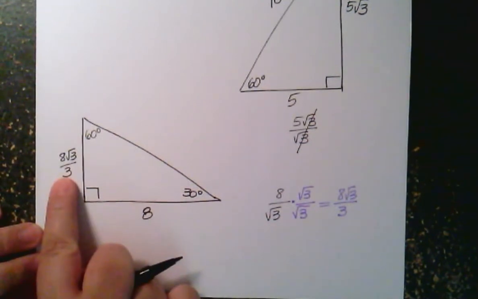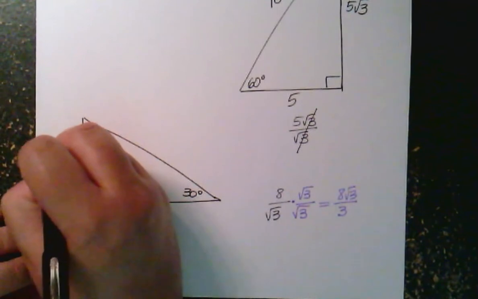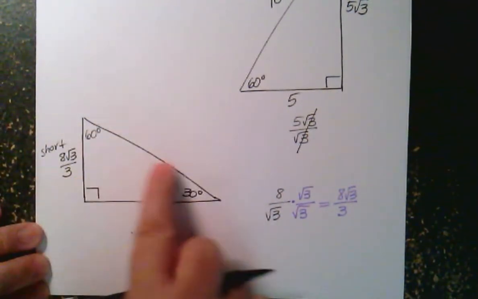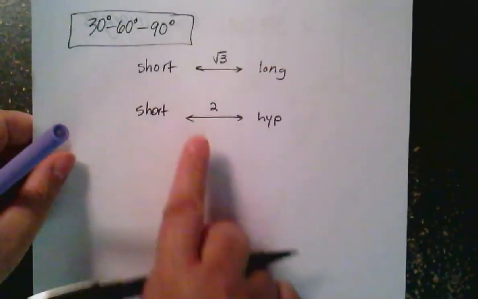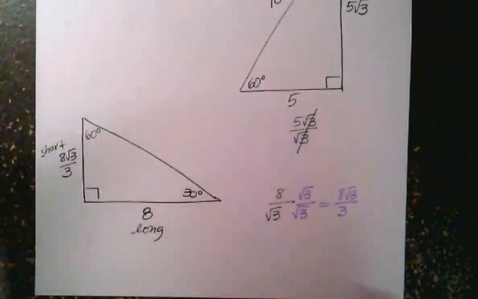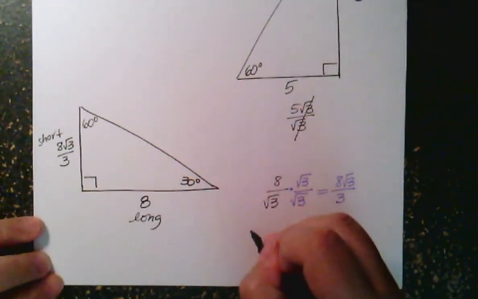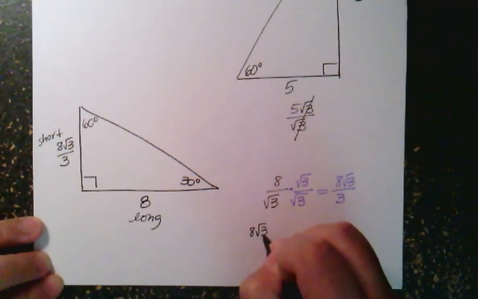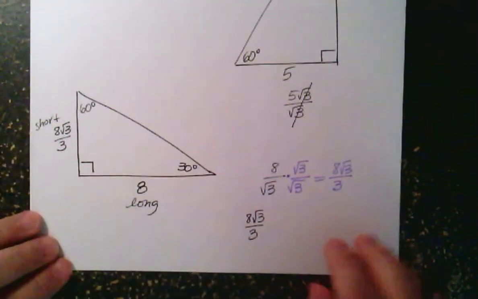So now here's my short leg. This was my long leg. Here is my short leg. If I want to go from the short leg to the hypotenuse, the number I deal with is 2. If I'm going from smaller to larger, I will multiply times 2. So multiplying this times 2, it's kind of a cool trick. When you multiply this fraction by 2, it's not really a trick, but kind of neat how it works out.